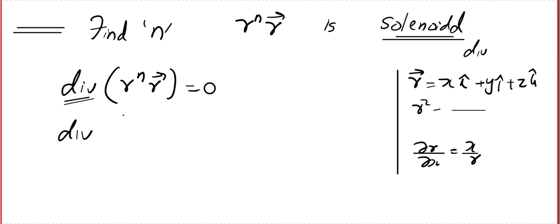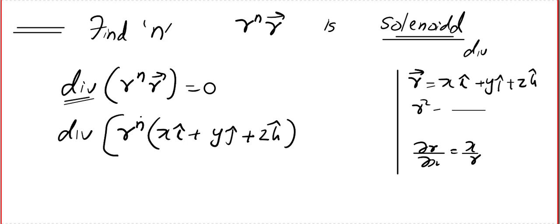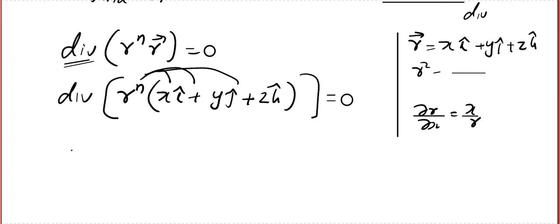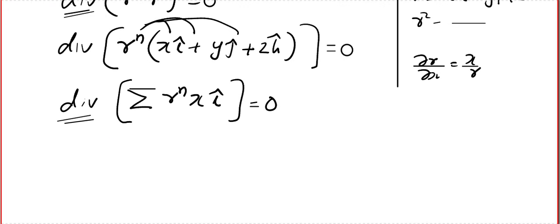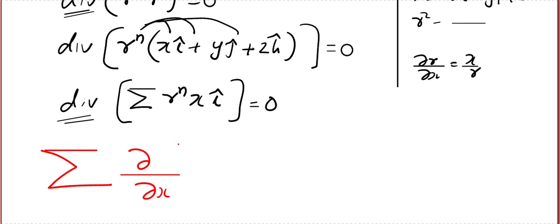So look at this, divergence of this, which is xi plus yj plus zk. Once you take it inside, you can see that we get a symmetric expression. So immediately I am going to do sigma r power n xi. Now, what did I tell you? How do you take divergence? Divergence is very easy when you use sigma method. You take sigma, put dou by dou x, and take the I component. So that will be r power n into x is equal to 0.